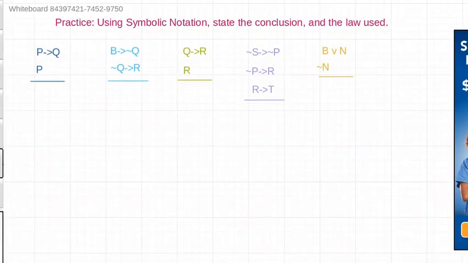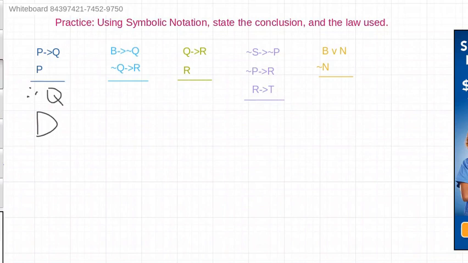Now we're going to do some practice. Using symbolic notation, state the conclusion and the law used. Alright, so if P, then Q. We have P. Our answer would be, therefore, Q. Since we have P, and it's if P, then Q, our law would be detachment.